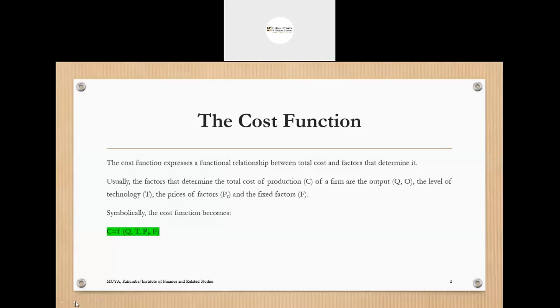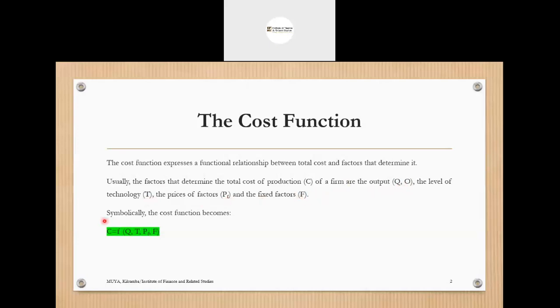The cost function expresses the functional relationship between total costs and the factors that determine it. Usually, the factors that would determine the total cost of production, which we shall be denoting as C, are output, which we could denote as Q or O, the level of technology T, the prices of factors of production PF, and the fixed factors F.